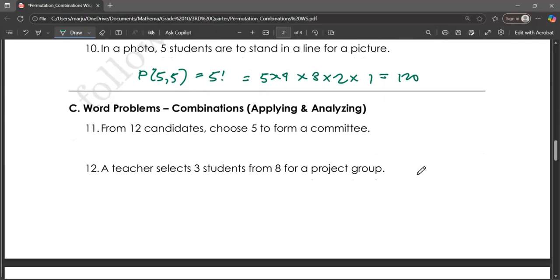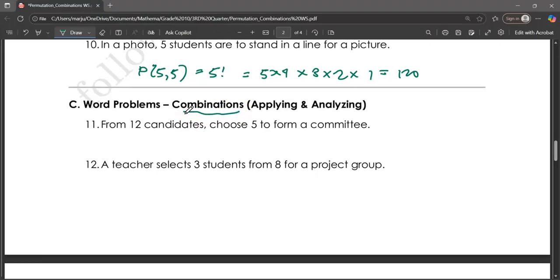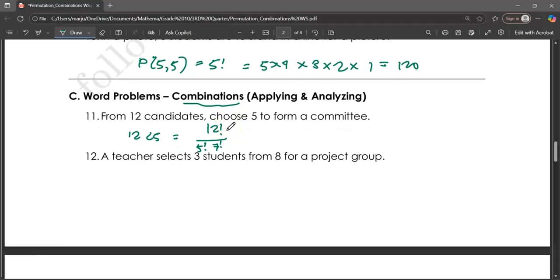Letter C, word problems still, but this time we are doing combinations. So from 12 candidates, choose 5 to form a committee. So again, we are doing 12, choose 5. So this is just what? This is 12 factorial over, we are choosing 5, so we have 5 factorial and 7 factorial. That's 12 minus 5, that is 7. Again, this will give us 792.